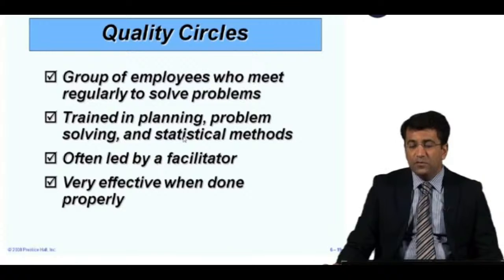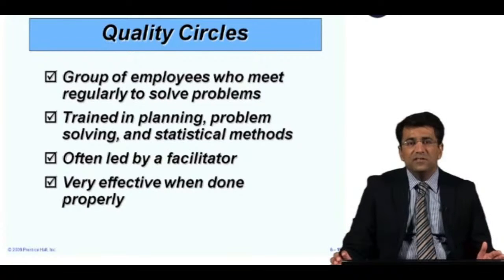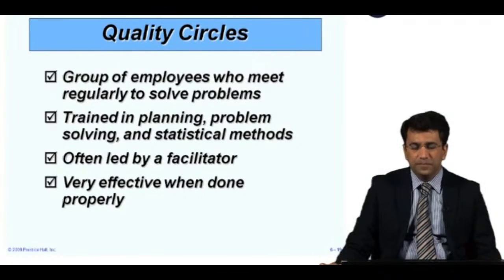They are trained in planning, problem solving and statistical methods. So this group of people is provided proper training in problem solving techniques in order to take decisions about quality management. It is often led by a facilitator. Ideally, that facilitator should be from the employee group, and then it will be very effective when done properly. So this is the concept of the quality circle: to empower the employees so that they can take particular decisions about the maintenance of quality.